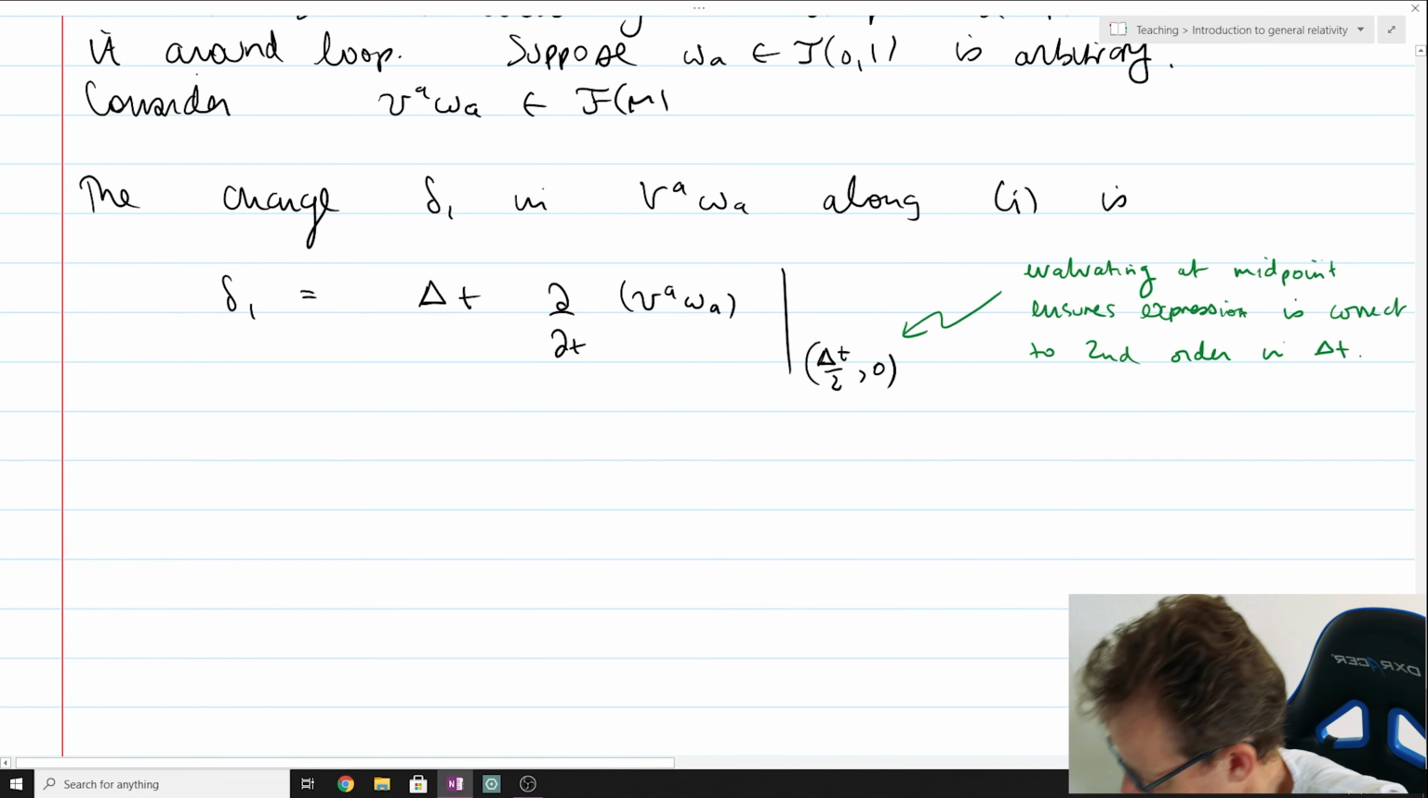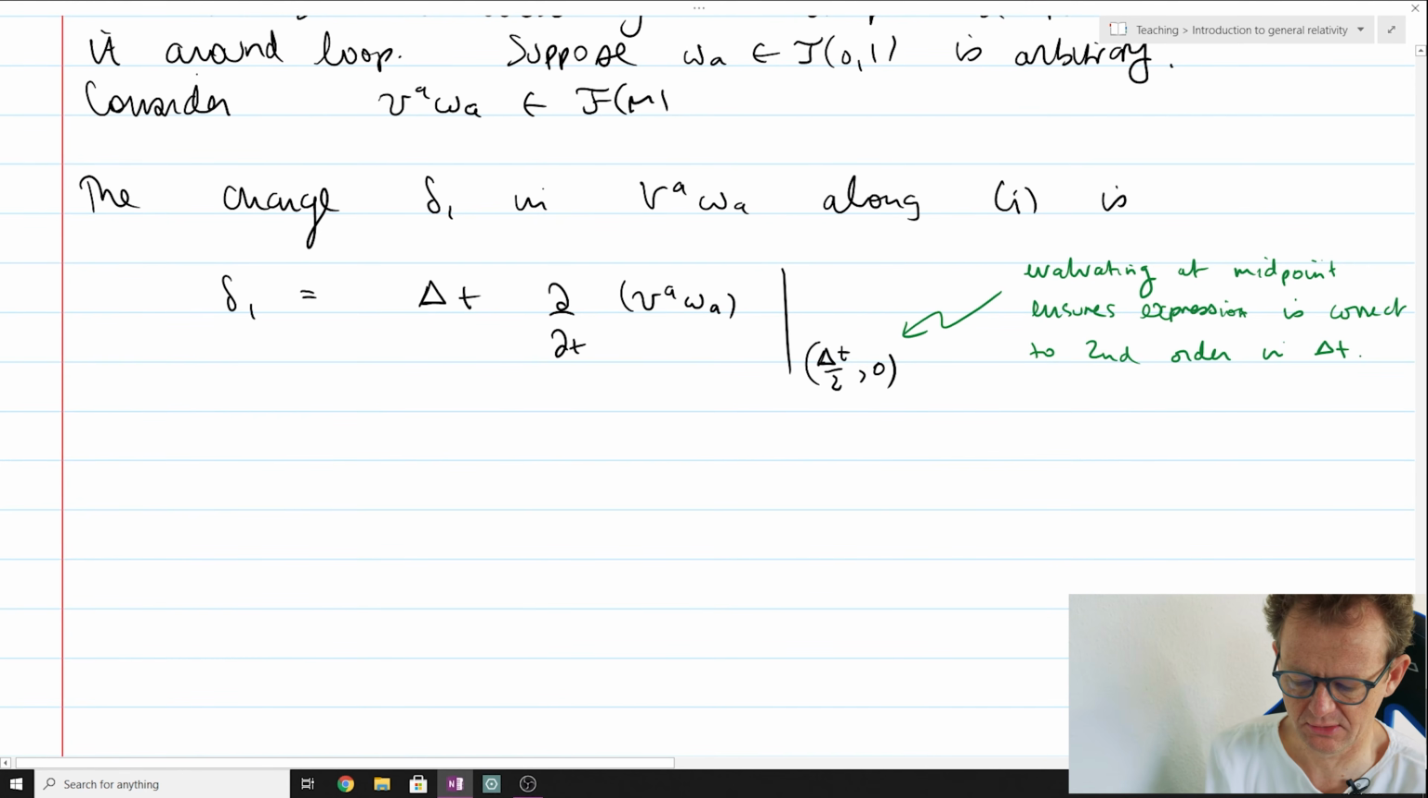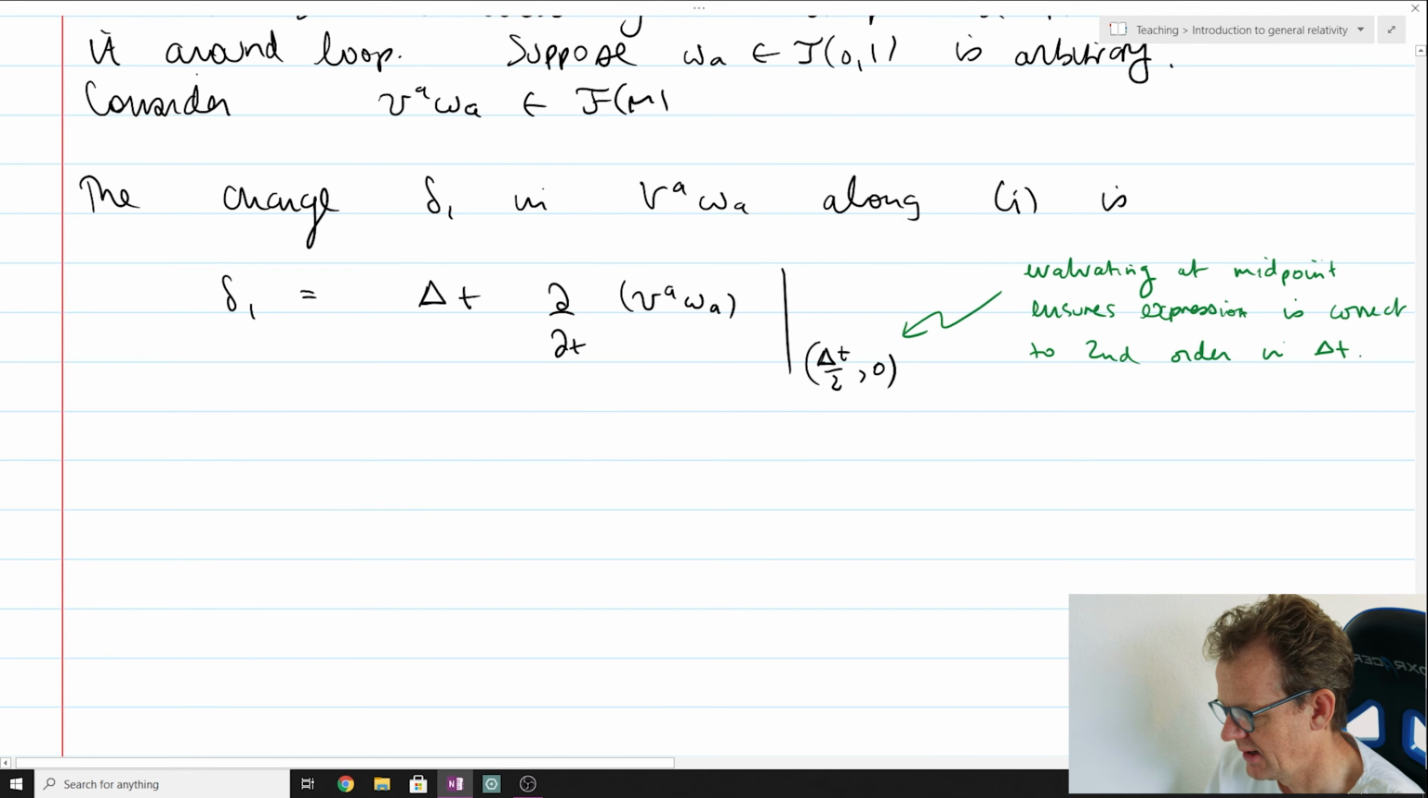If you have to do a calculation that's correct to second order, you could either include the second order term and evaluate it at the endpoint, or you could take just the first order term and insert the midpoint here. It's a pretty neat and handy trick for doing calculations to second order that you should remember.